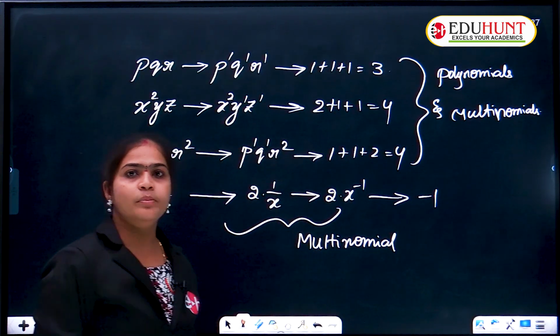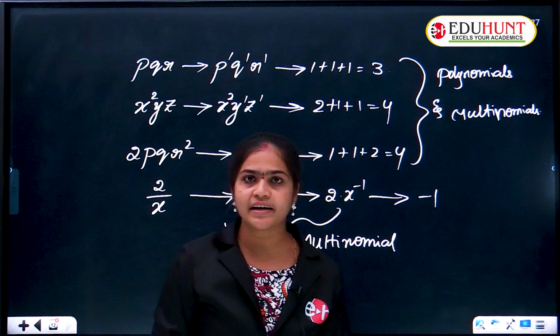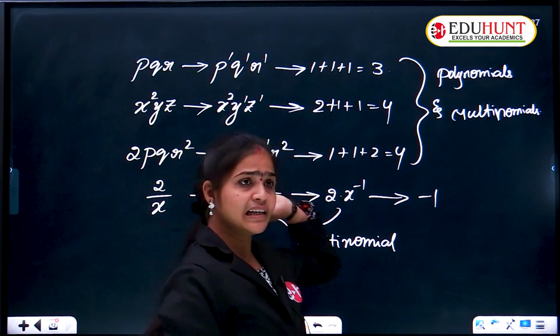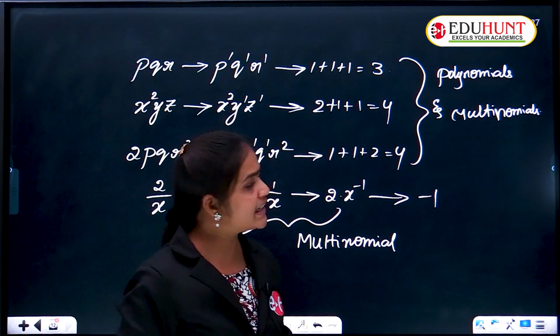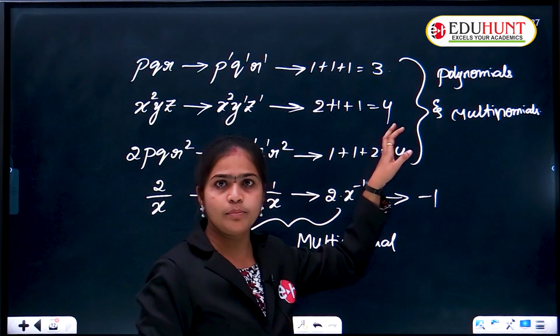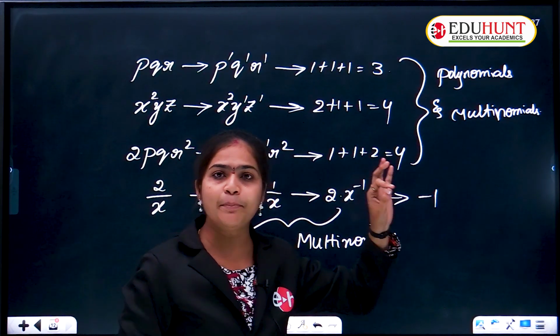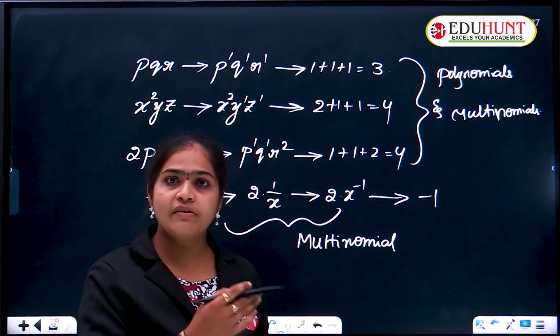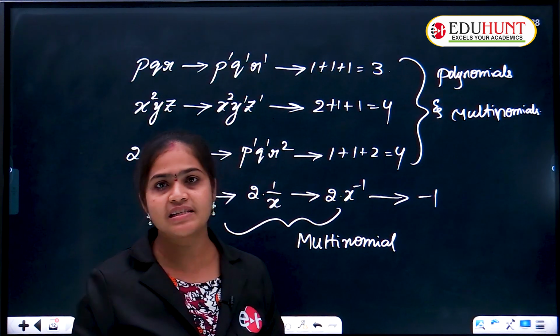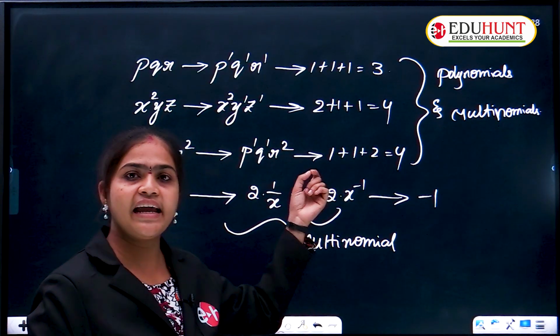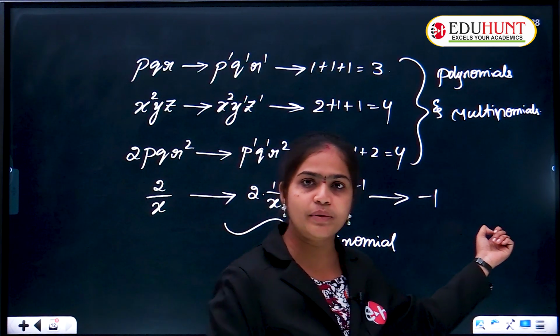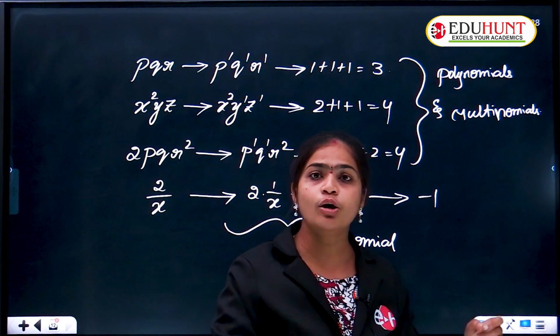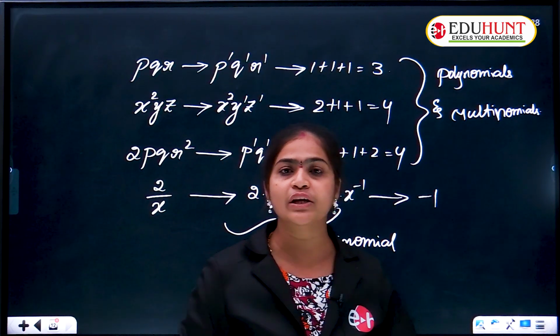Understood? So multinomials means if that expression or term containing that, actually here single terms are also expressions, no? That's why here polynomials means only positive powers. Multinomials means along with positive powers we may have negative powers also. That's why every polynomial is a multinomial, but every multinomial need not be a polynomial.